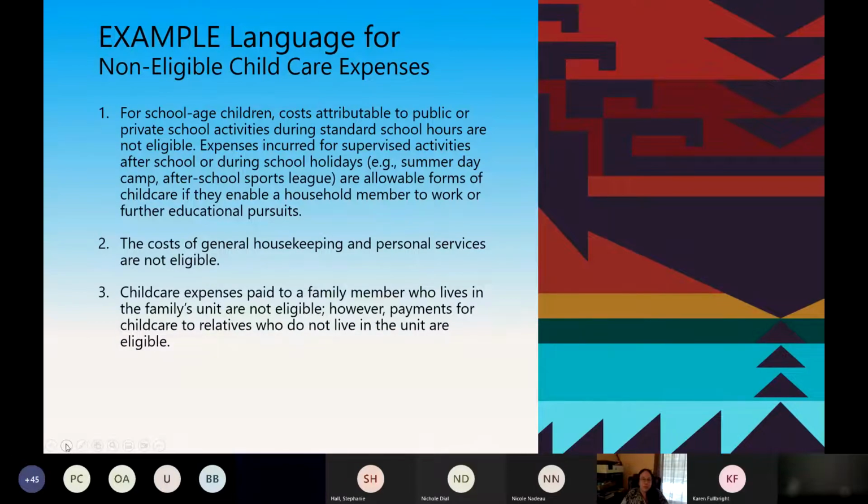Non-eligible child care expenses for school-age children: costs attributable to public or private school activities during standard school hours are not eligible. Expenses incurred for supervised activities after school or during school holidays, summer day camp, or after school sports league are allowable forms of child care if they enable a household member to work or further their educational pursuits. The cost of general housekeeping and personal services are not eligible. Child care expenses paid to a family member who lives in the family unit are not eligible. However, payments for child care to relatives who do not live in the house are eligible.